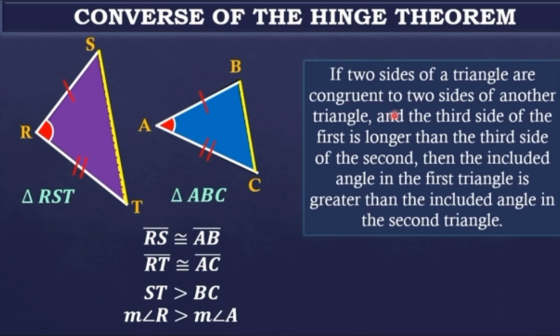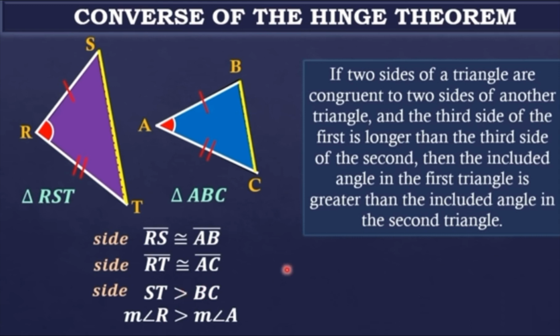Two sides of a triangle are congruent to two sides of another triangle. And the third side of the first is longer than the third side of the second. Then the included angle in the first triangle is greater than the included angle in the second triangle. So as you can see, meron tayo ditong dalawang sides and isang side na unequal or hindi congruent. So anong ibig sabihin nito? We have here two sides that are congruent. So ibig sabihin their measures are equal. And then another side na kung saan hindi congruent because segment ST is greater than BC.